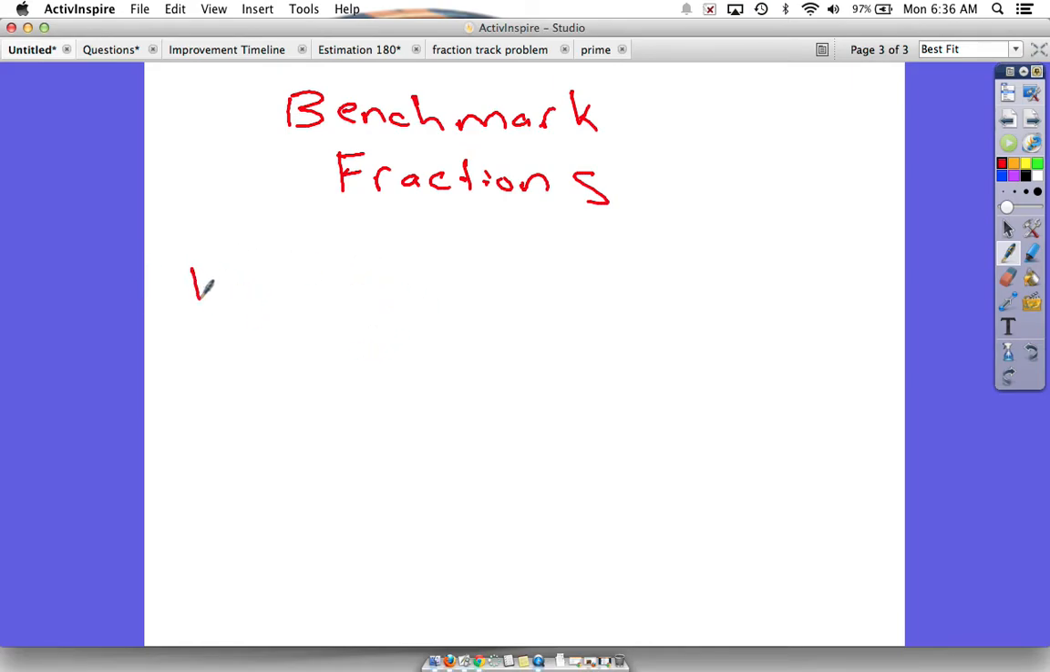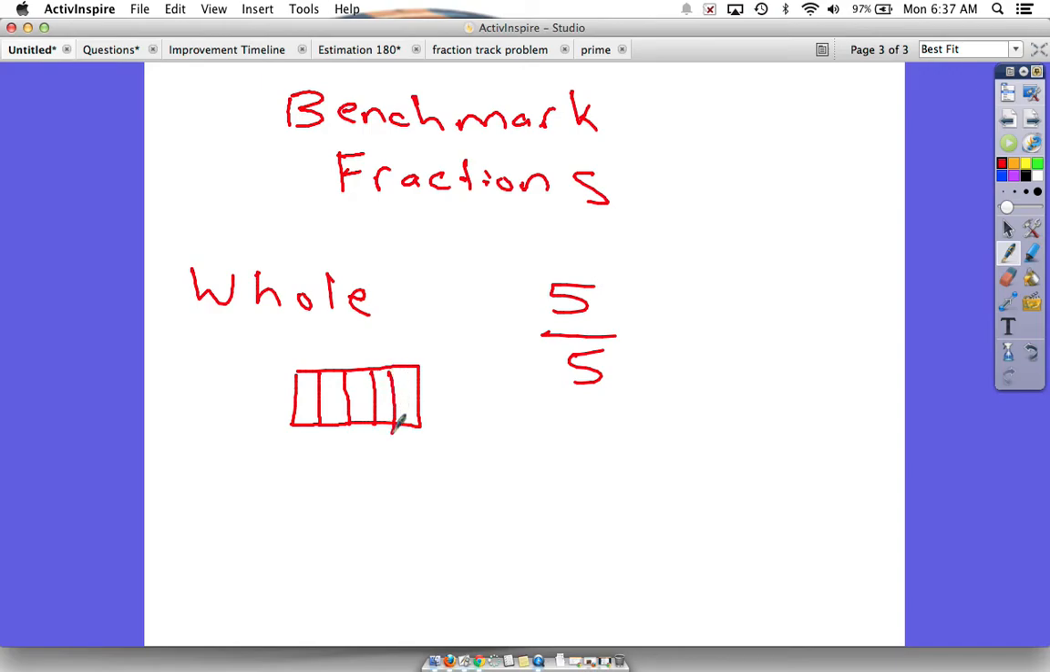The first one I want to show you is what it means for a fraction to be exactly one whole. Examples of fractions that would be exactly one whole would be something like 5/5. What this means is you've got whatever you're starting with, cut into 5 pieces, and you've got 5 out of 5 pieces. So you've got 1, 2, 3, 4, 5 pieces. So when I look at this, I have the entire thing.